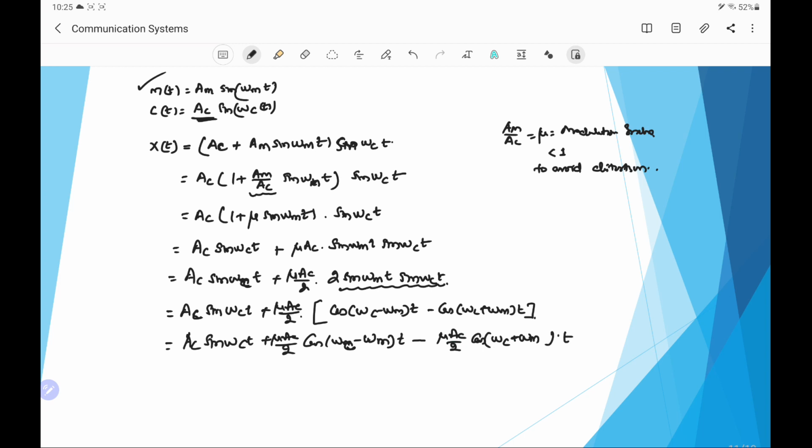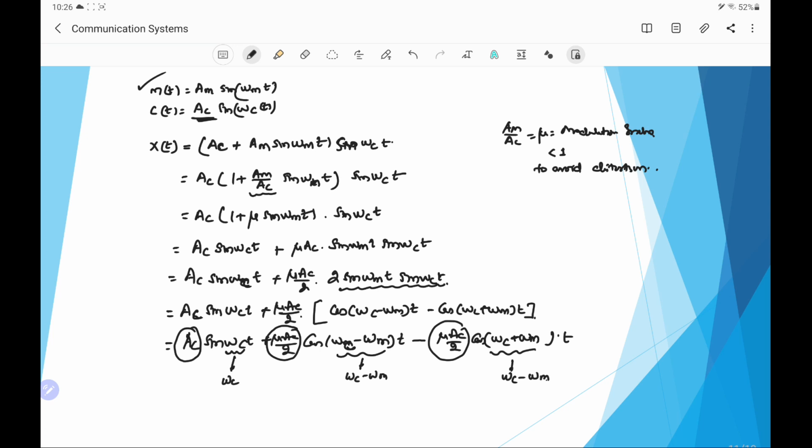So we have three components in this x(t) amplitude modulated wave, in which one of the frequency is omega c, it has the frequency omega c minus omega m, and the third component has the frequency omega c plus omega m. Amplitude is AC, mu AC by 2 and mu AC by 2.